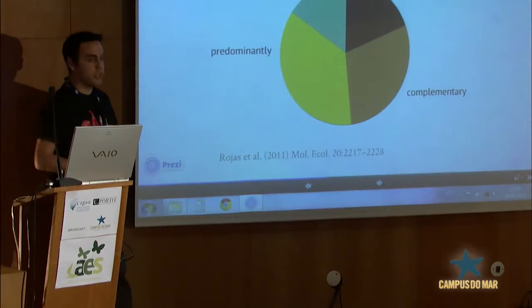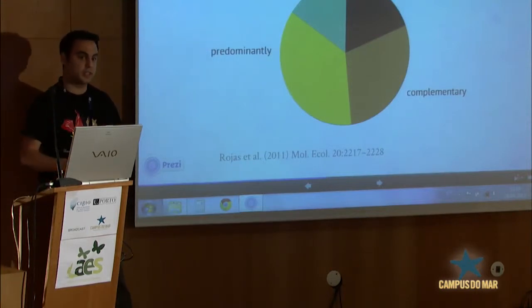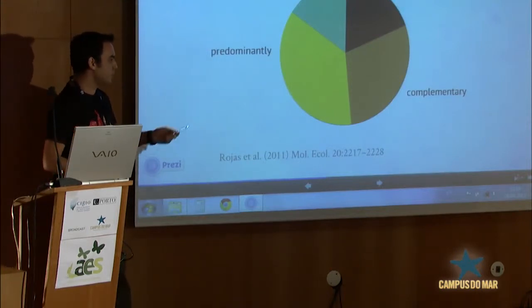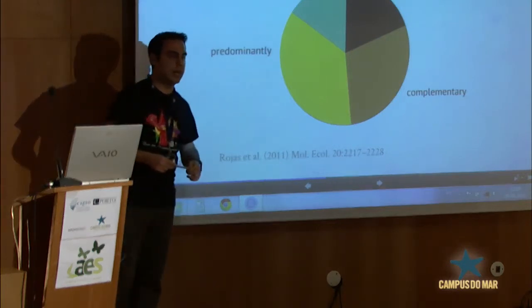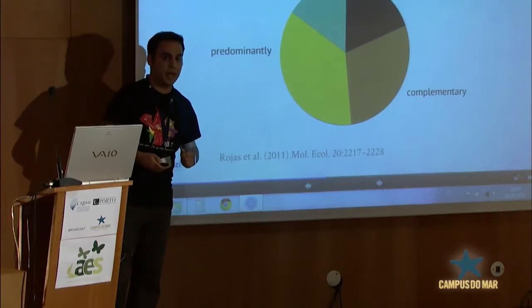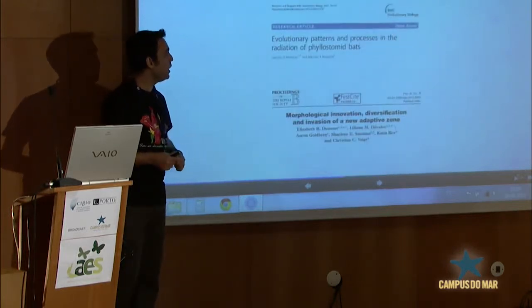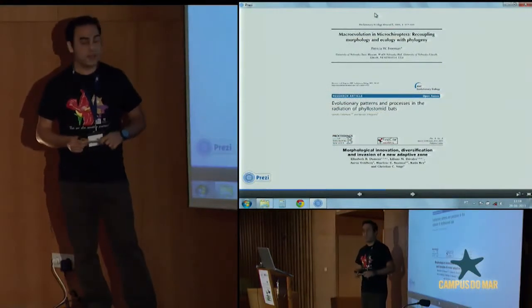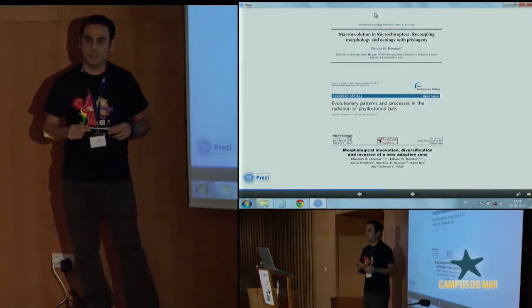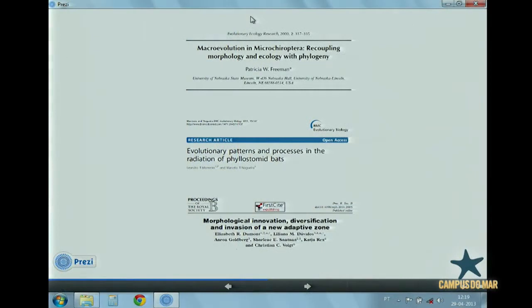So frugivory in the family of phyllostomid bats is very abundant, in more than three quarters of the taxa of this family. And if we go back to the beginning of this century, Freeman suggested that frugivory was the synapomorphy that triggered the diversification of the group, that allowed phyllostomids to escape the insectivore morphospace and diversify.